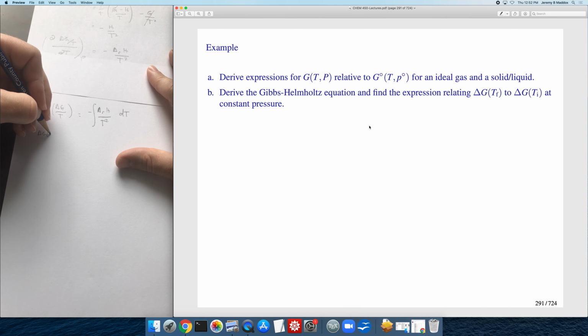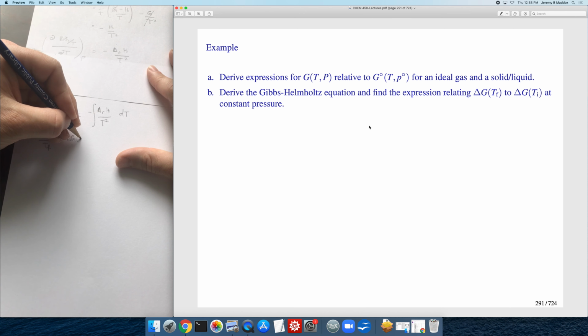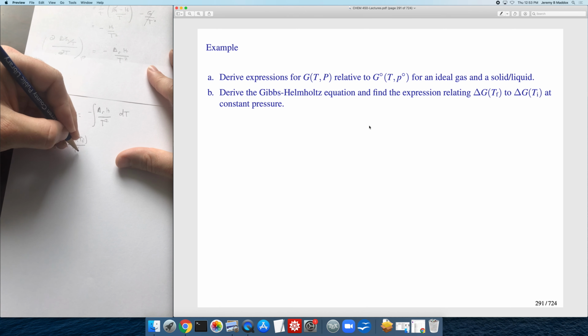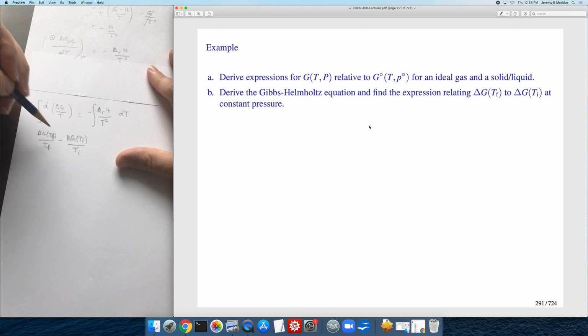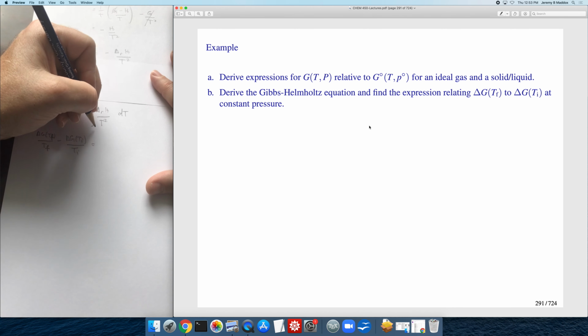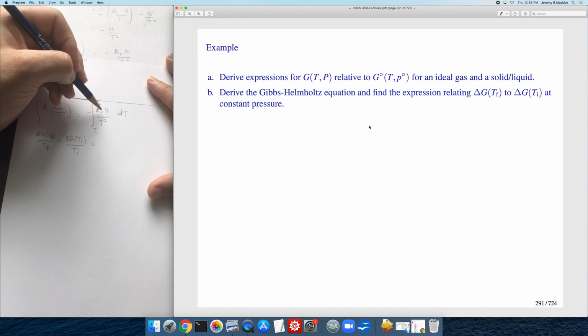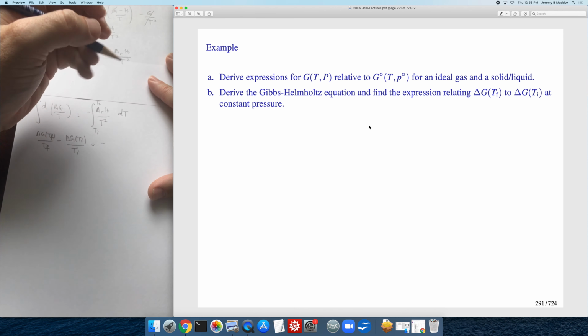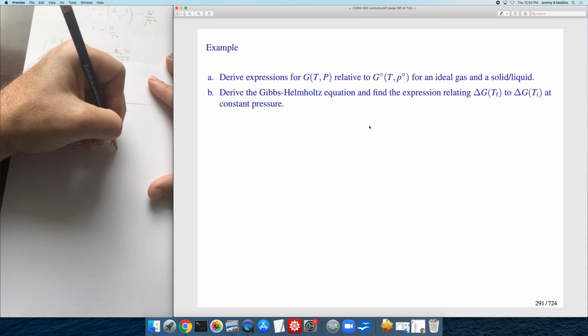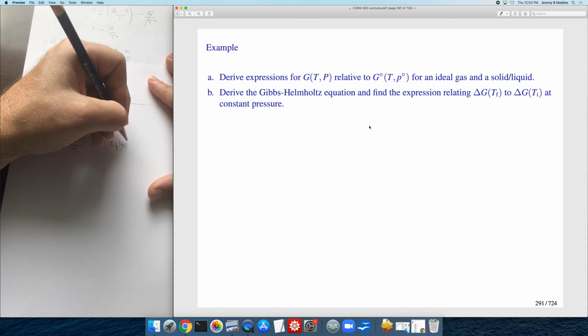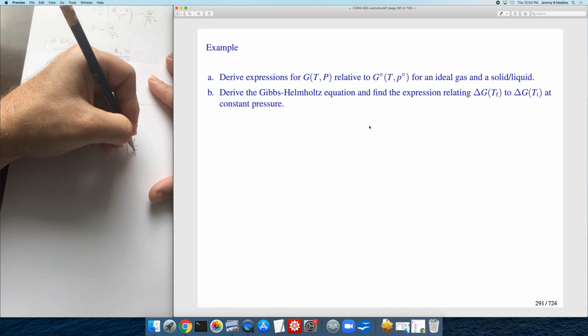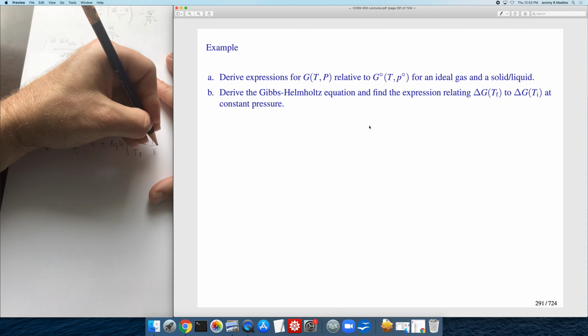So this will be delta G at T2 over T2, maybe we'll do F for final, minus delta G at Ti, the initial. So that's this integral, and we'll be integrating this side from Ti to Tf. We typically take delta H to be a constant over that temperature range, and so we wind up with the following result when we do the integral.